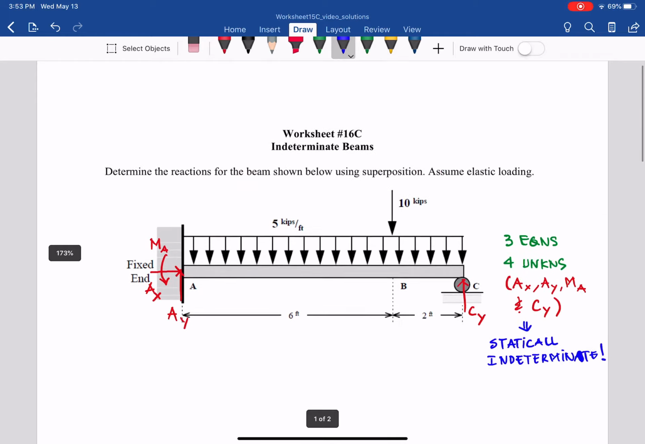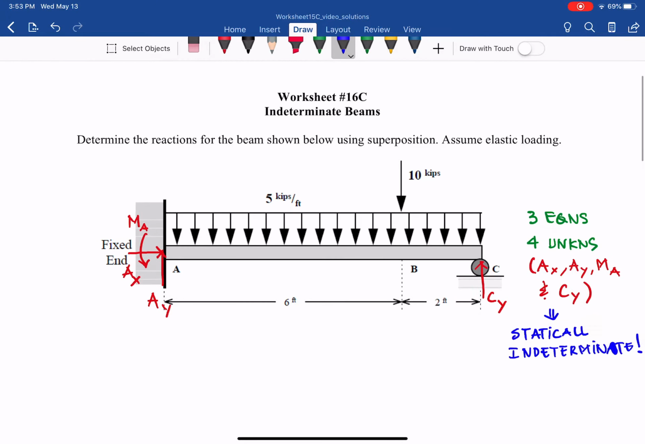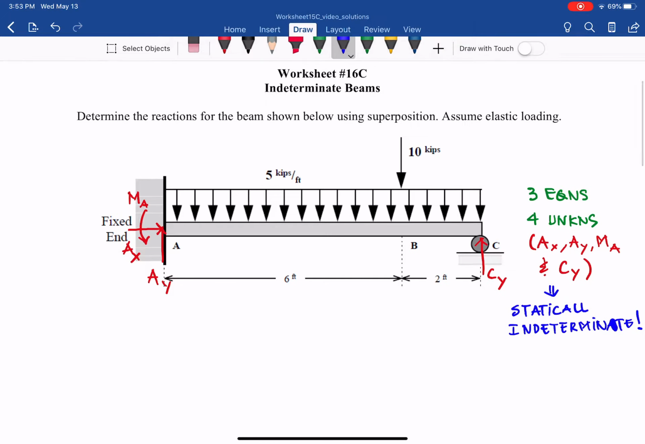That's why they call them indeterminate beams. So how can we solve? We have to use superposition in this case. And how do we apply superposition? There are several ways we can do it. In the solution in the PDF, you have 2 ways, but let's do one in this video.